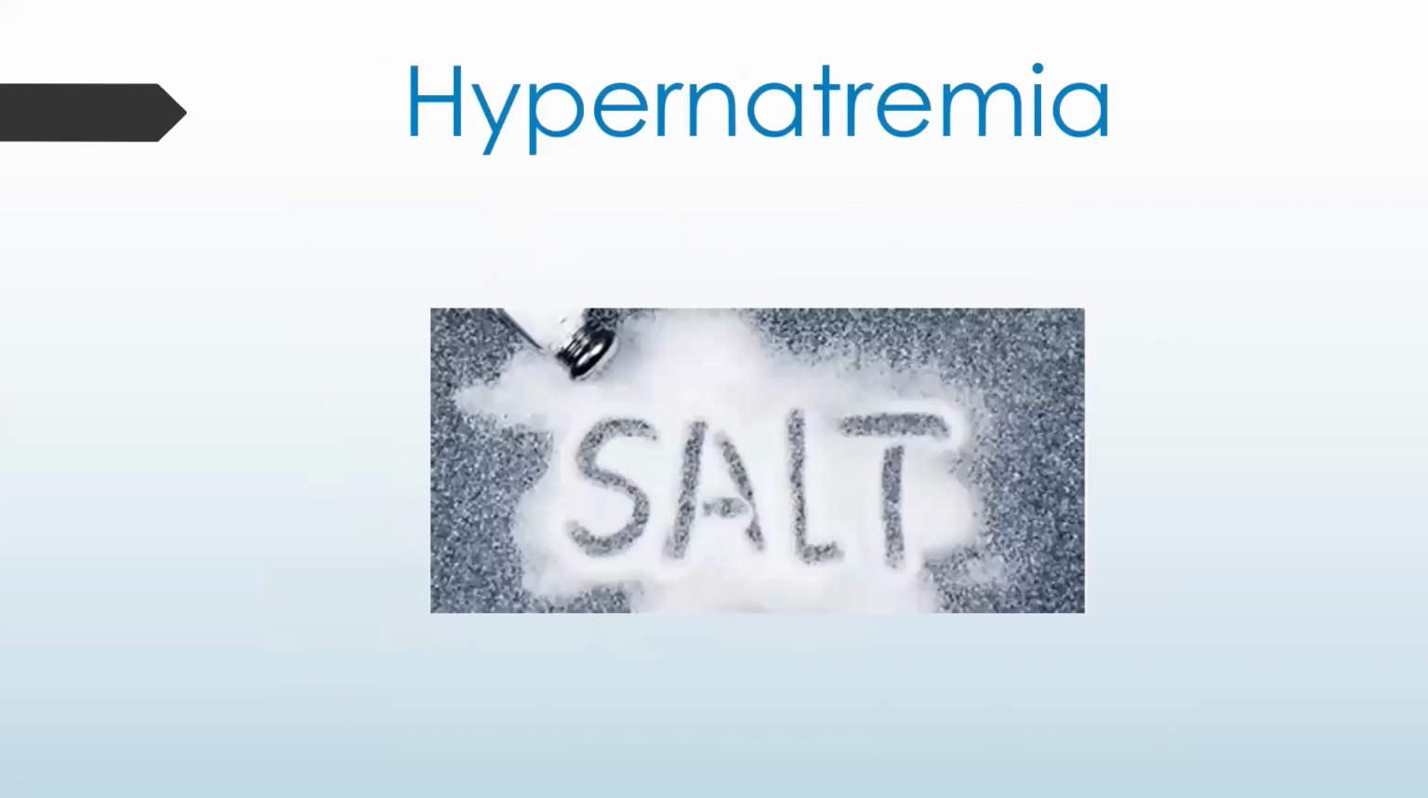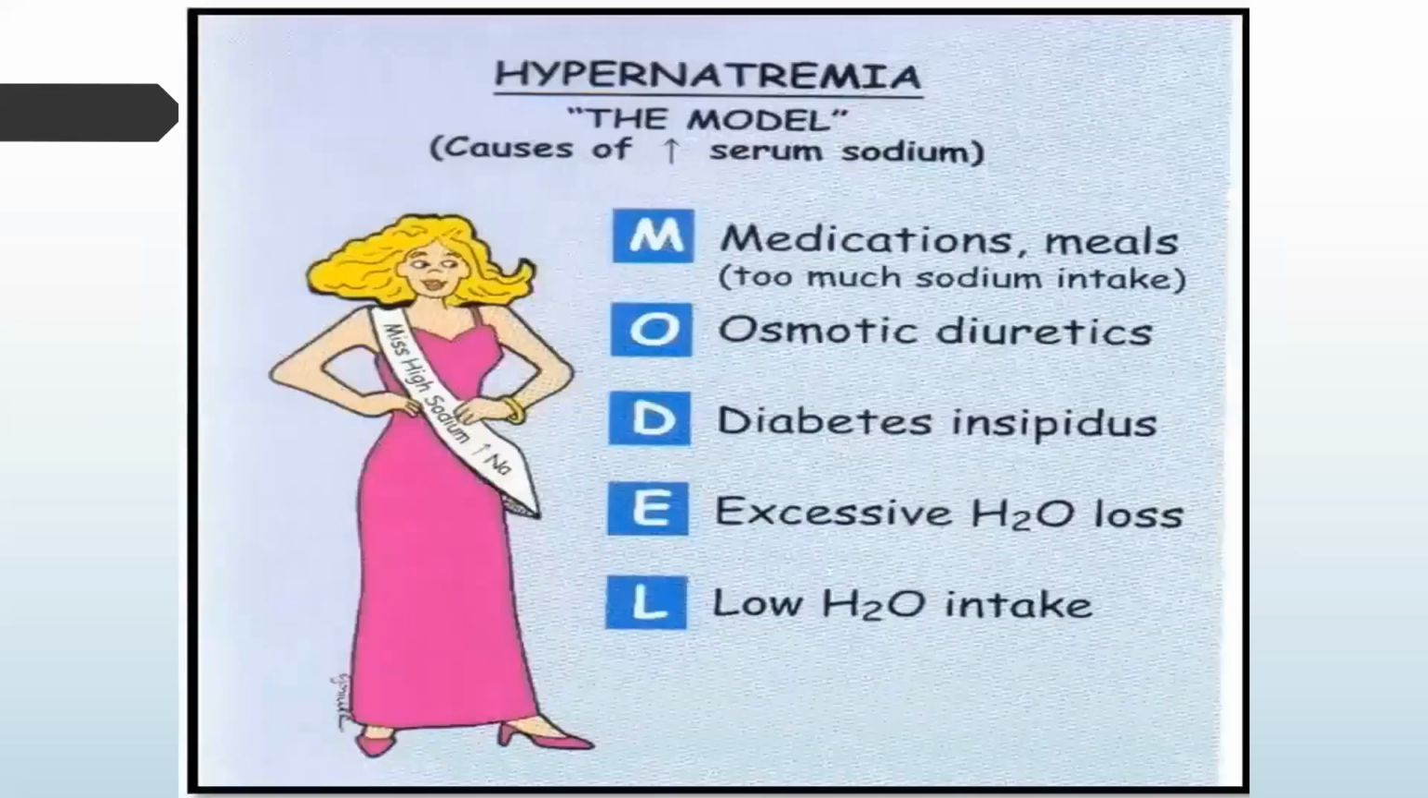Hypernatremia is not a problem in an alert person who has access to water, has a sense of thirst, and is able to swallow. Hypernatremia is when the sodium is greater than 145 milliequivalents per liter. Causes that result in hypernatremia are usually secondary to water deficiency as a result of impaired level of consciousness or an inability to obtain fluids.